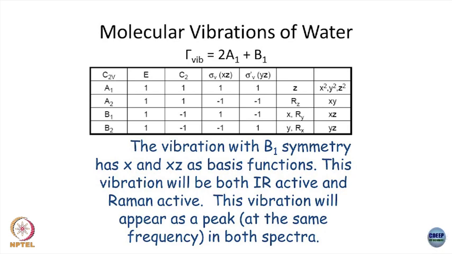So, you do see this as a peak in both the Raman spectra as well as in the infrared spectra. So, that is the summary and end of my discrete groups. Now, I will start with continuous groups.